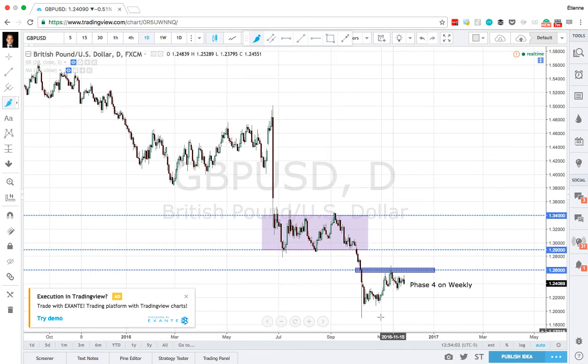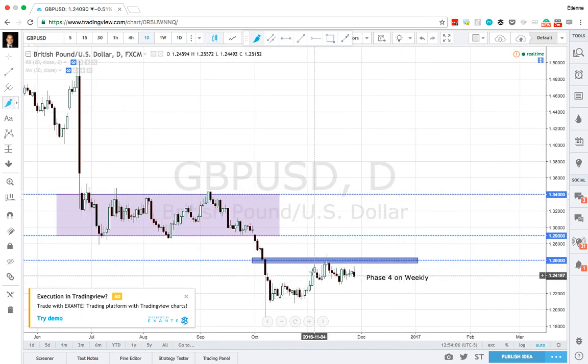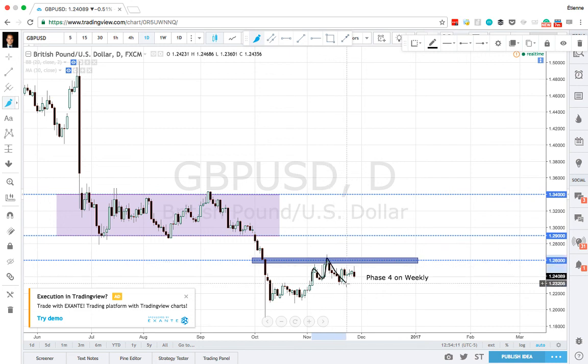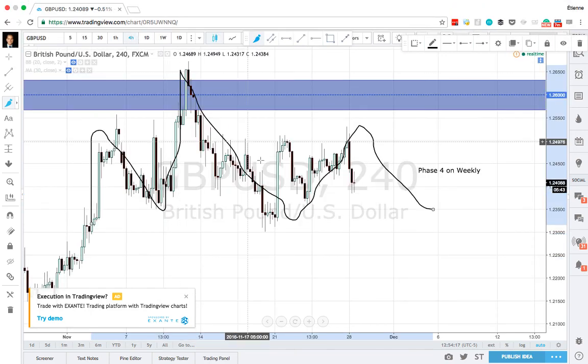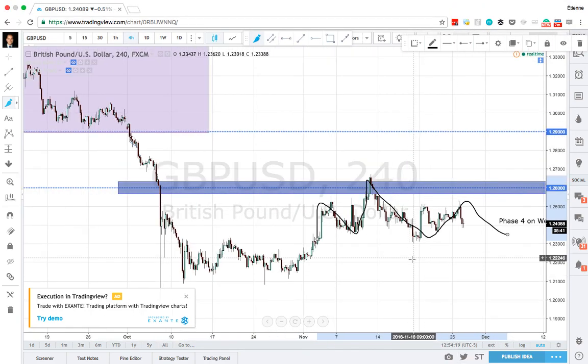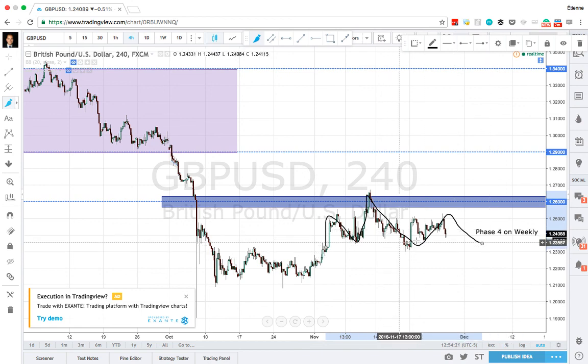GBP/USD downtrend. Here's a little bit messy as always, as we've seen before. Okay, we have this move up here, which looks like a head and shoulders. We'll have to see, on a lower time frame of course, how that goes. But for now, I'm still waiting, as always, on that 1.26 level. I'm still waiting to see what's going to happen.